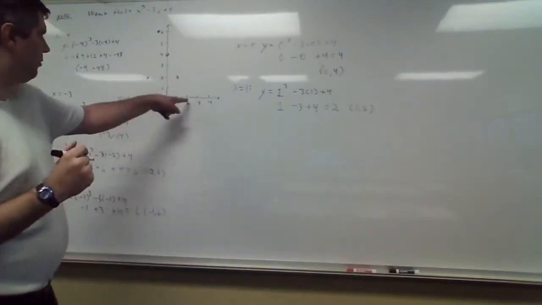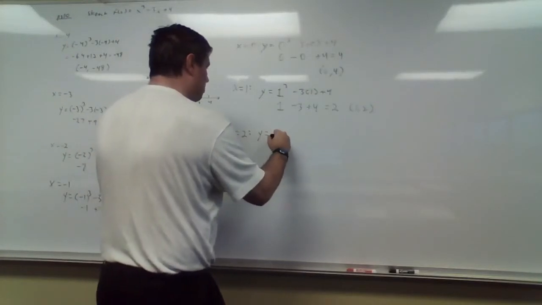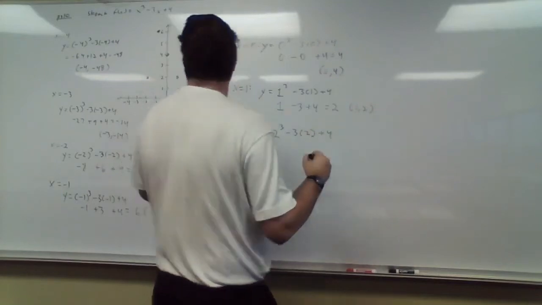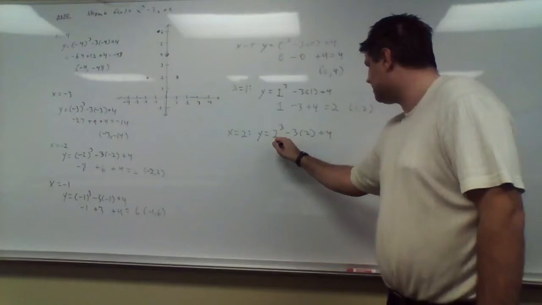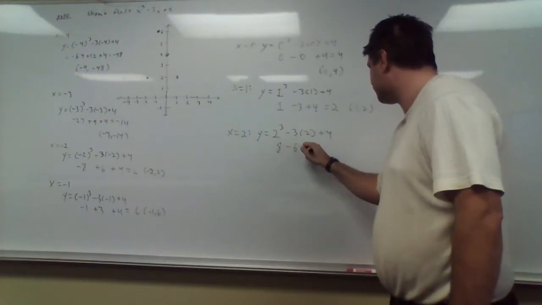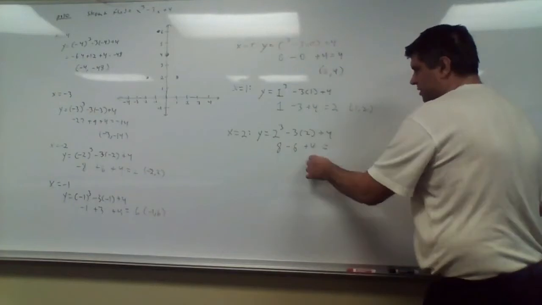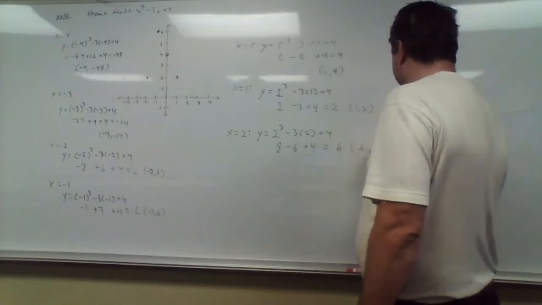All right. Now we'll do X equals 2. Y equals 2 cubed minus 3 times 2 plus 4. Okay? So that's 8 minus 6 plus 4. 2 plus 4 is 6. So 2, 6.